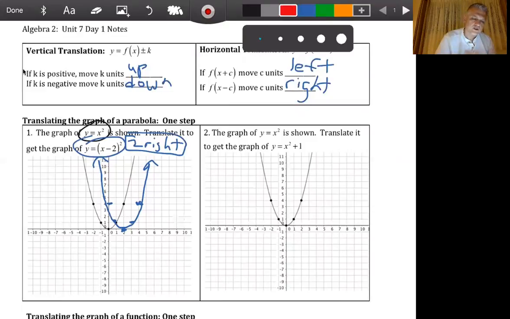Right, let's look at question 2. Question 2, again, they gave us the parent function x squared, which has a vertex right here at 0, 0.